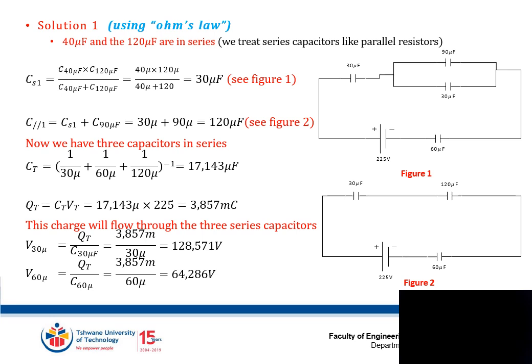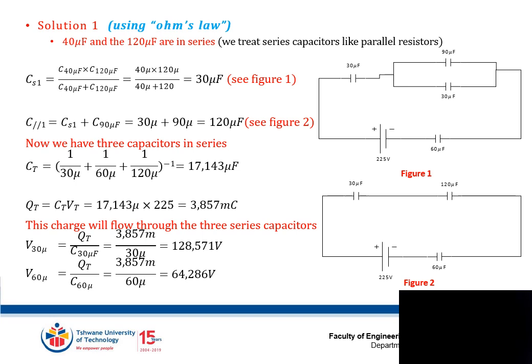So to solve this circuit, look at resistors in Ohm's law. But here, if you have the two capacitors in series, the 40 and the 120, you first simplify those two. So 40 times 120 divided by 40 plus 120, or you can use 1 over 40 plus 1 over 120. Then it gives you 30 microfarads. Then this 30 now becomes parallel to the 90.